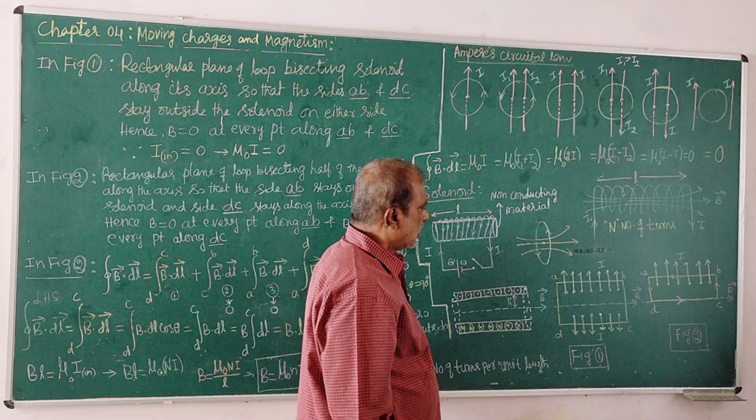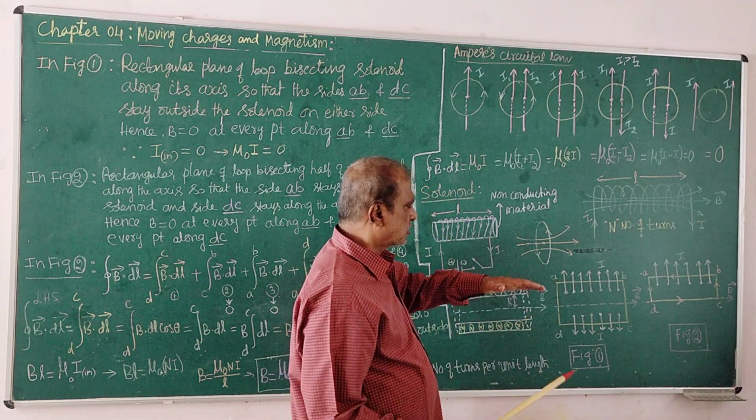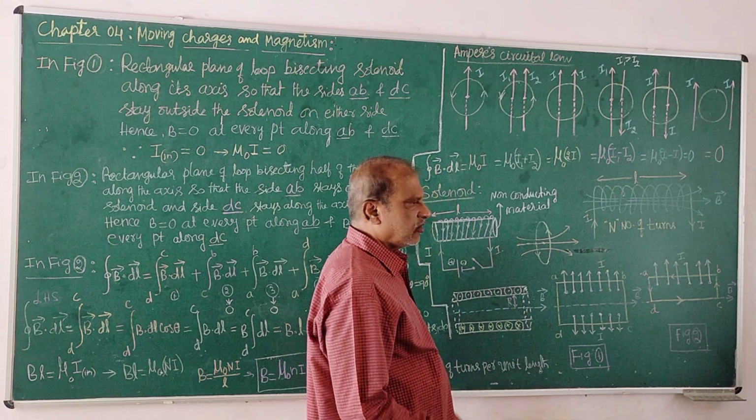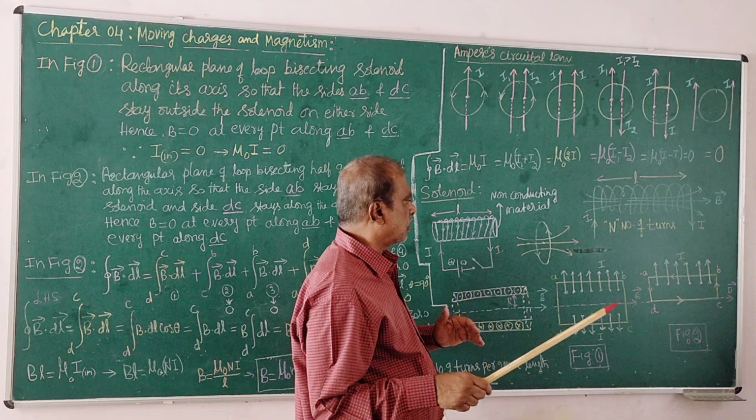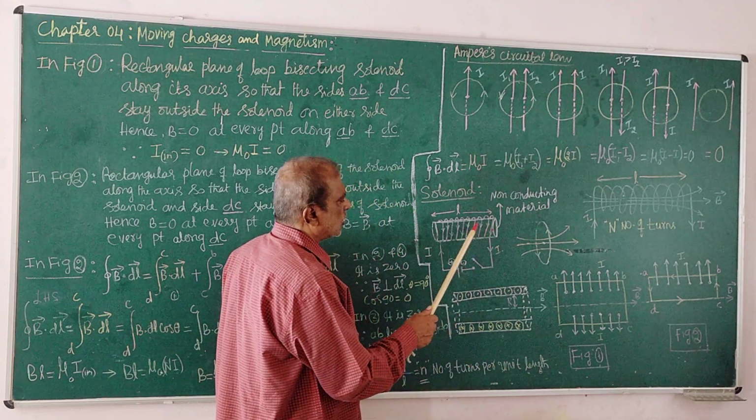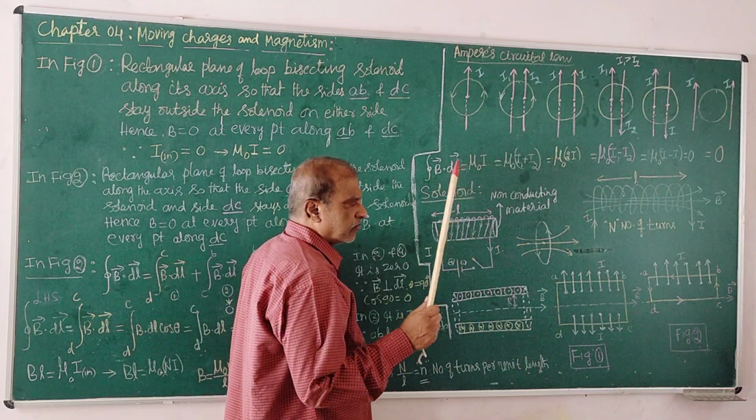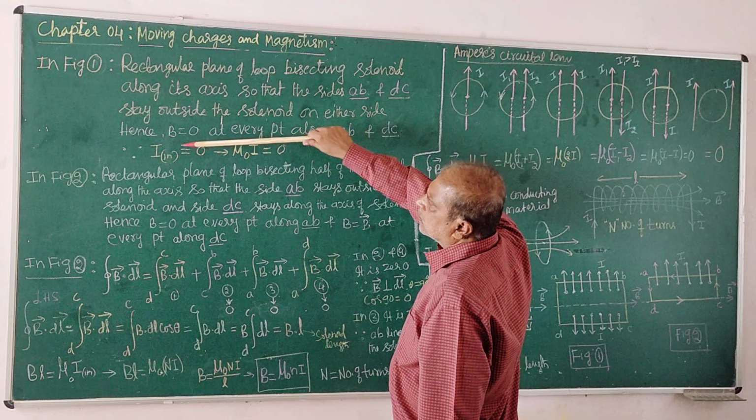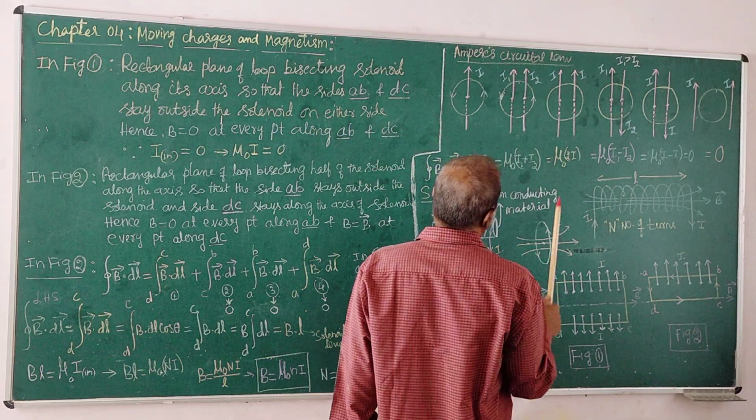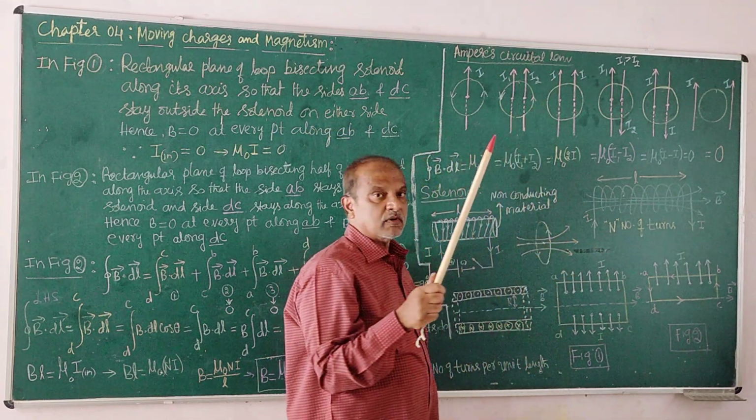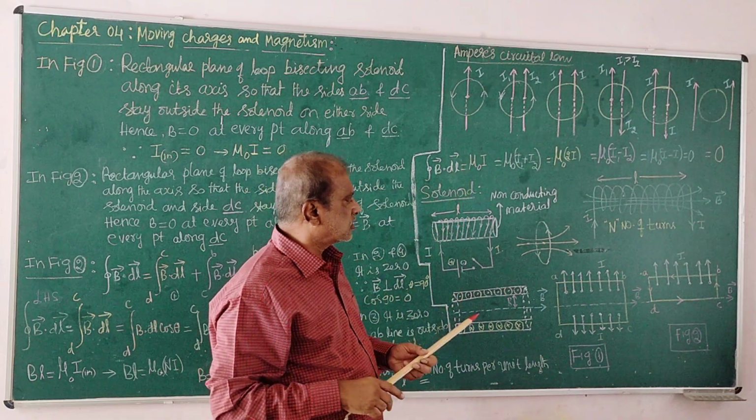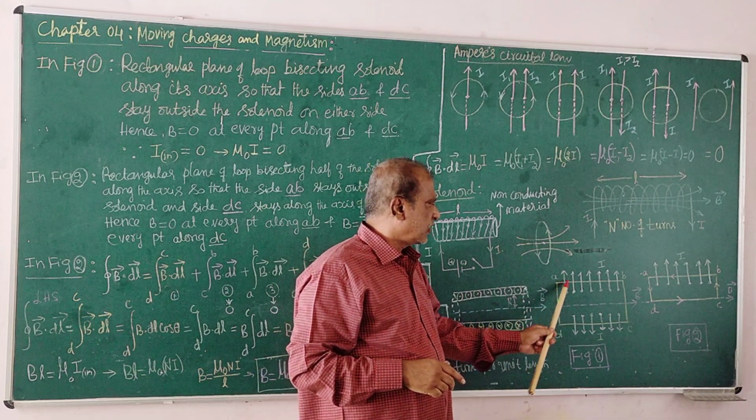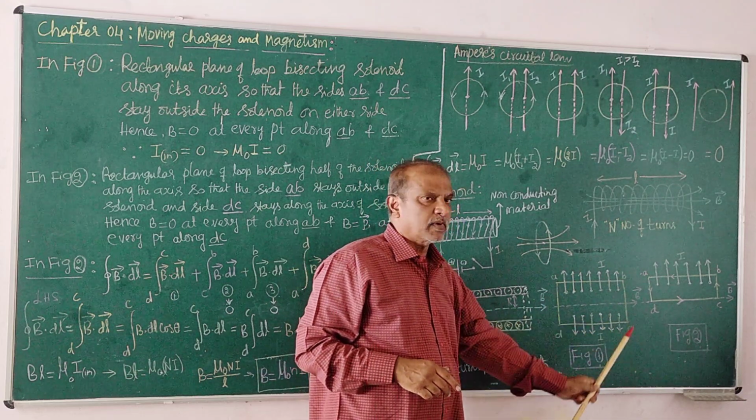That means AB is outside the solenoid. DC is outside the solenoid. What is that? Any point or any line staying outside the solenoid, the magnetic field is zero. That is what I said here. According to Ampere's circuital law, regarding this geometrical shape of the loop, the net current passing through it is zero, so the magnetic field along this loop of line is zero.